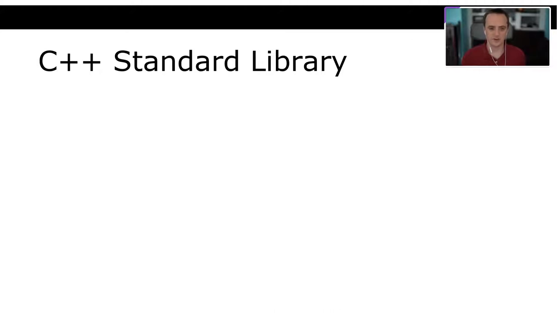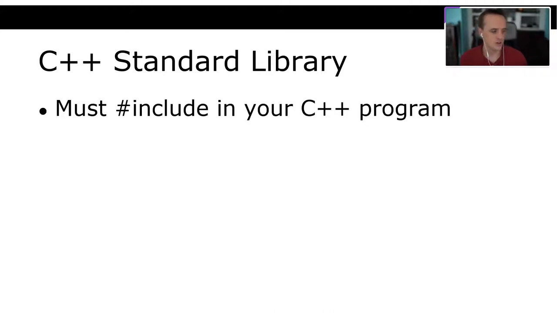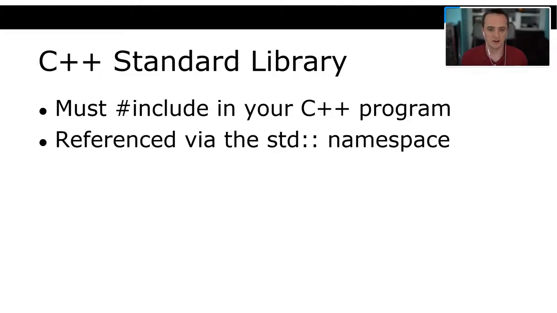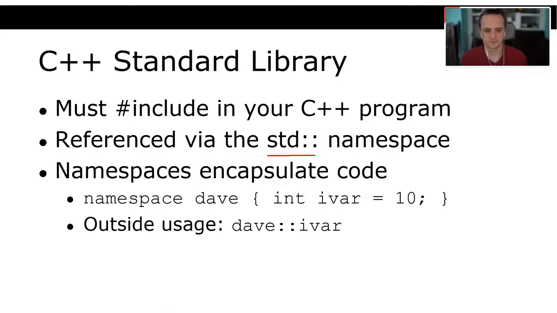So when you want to use the C++ library, you have to include whichever library it is you want to use in your program. So as you saw before, we included iostream. You would have to include vector or include map or something like that if you want to use them. They are referenced in your code via the standard namespace. Some people call this "stood" or "S-T-D". I just call it standard. Namespaces encapsulate code, okay? I'll give an example of this when I do some live coding a little bit later.